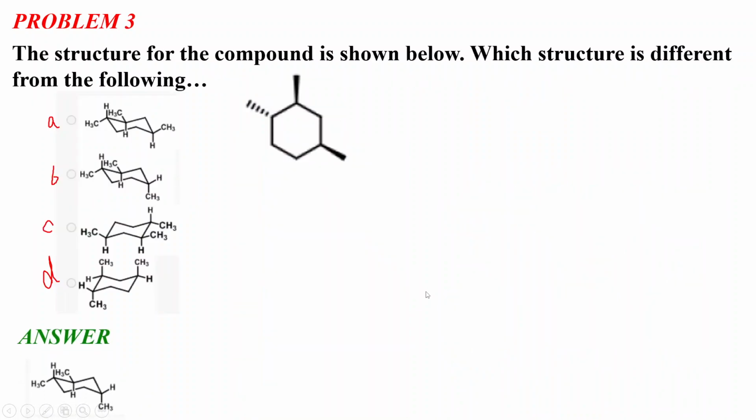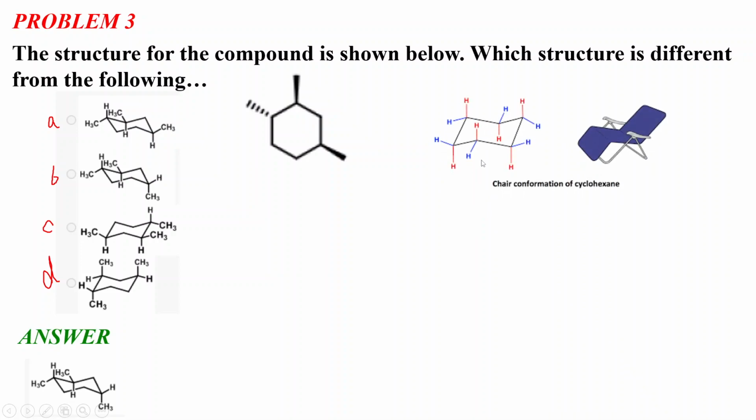The correct answer is, I think, number B. Structure B is different from the structure shown here. Now, how do you understand how it is projected and converted? This is the chair conformation of the cyclohexane, because it looks like a chair. If you correlate this and this, you can see it looks like a chair. It is the chair form of the cyclohexane, which is the most stable one.